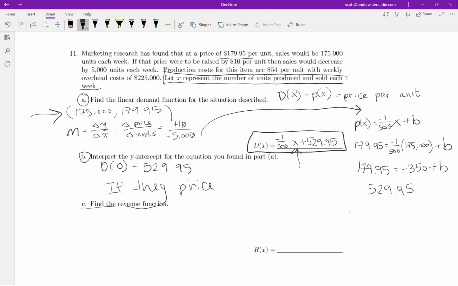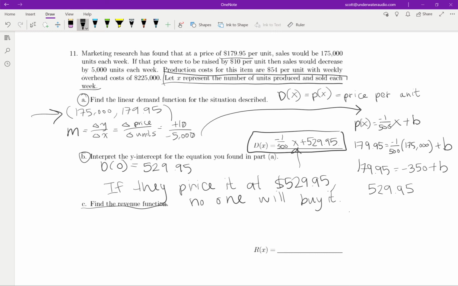So if they price it at $529.95, it will not go well. No one will buy it. So it seems like kind of stupid information, but in a way this is really helpful because it gives the seller some information, like $529.95 is too much. So it needs to be less than that, but more than 0. So it gives them a place to start. So there is a value in this kind of problem.